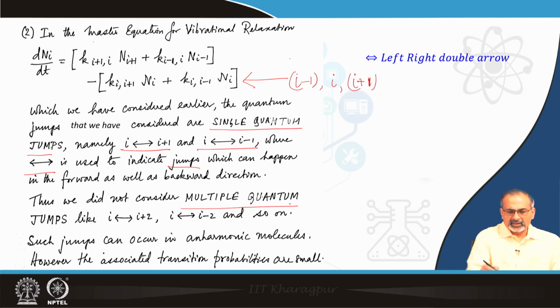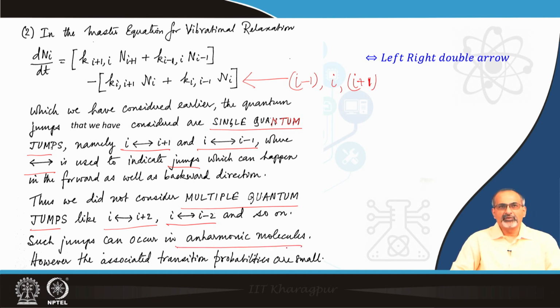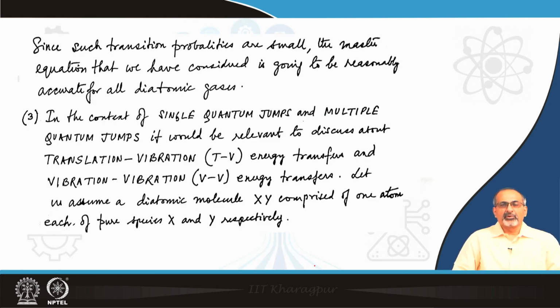We did not consider multiple quantum jumps, we just confined ourselves to single quantum jumps alone over here. What would the multiple quantum jumps look like? You would then allow jumps like i to i plus 2 and back and forth, similarly between i and i minus 2. Such jumps can however occur in anharmonic molecules. However, the associated transition probabilities are rather small. Now, having said that, since transition probabilities are small, you can say by and large the master equation that has been considered is going to be reasonably accurate for all kinds of diatomic gases.